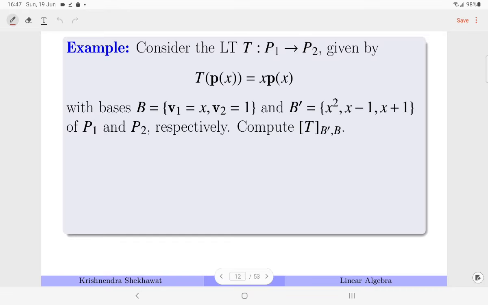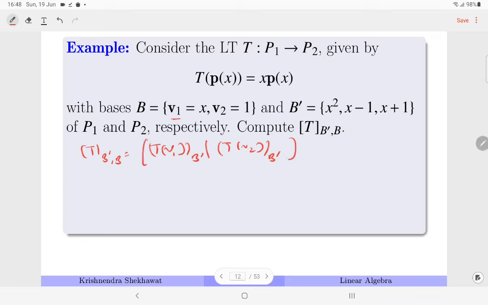Okay, so please do really remember the formulas, then the questions are quite easy to follow. So first one says that compute T B dash B where B and B dash are given. So recall that how do you compute this? So the first column is T of V1, V1 is already given with respect to B dash, and T of V2 with respect to B dash. So V1, V2, V3 they represent the basis vectors of B.